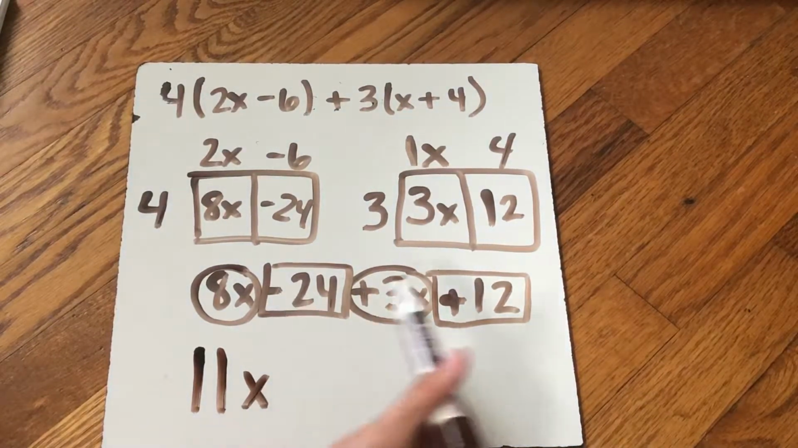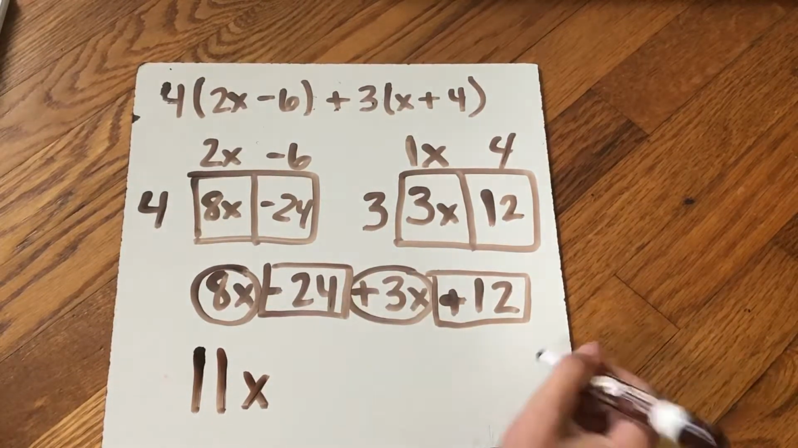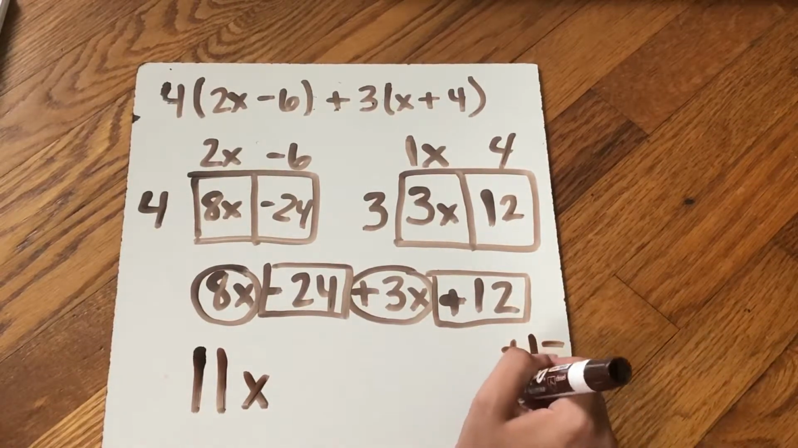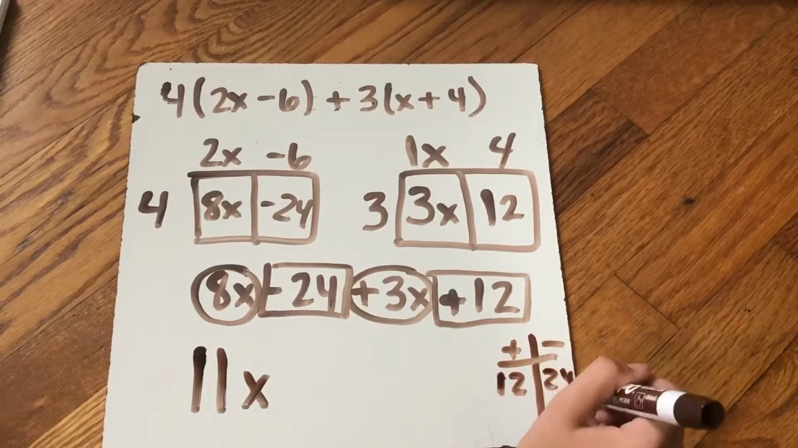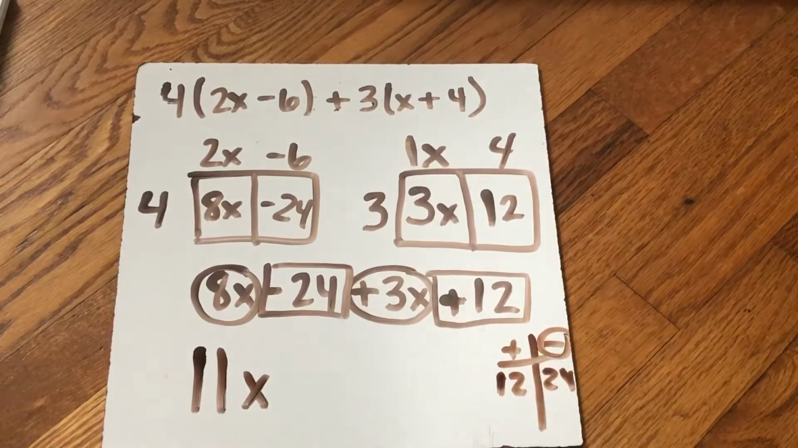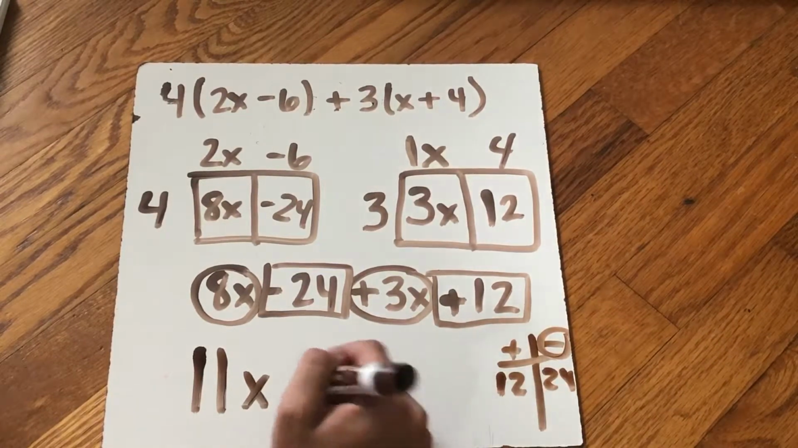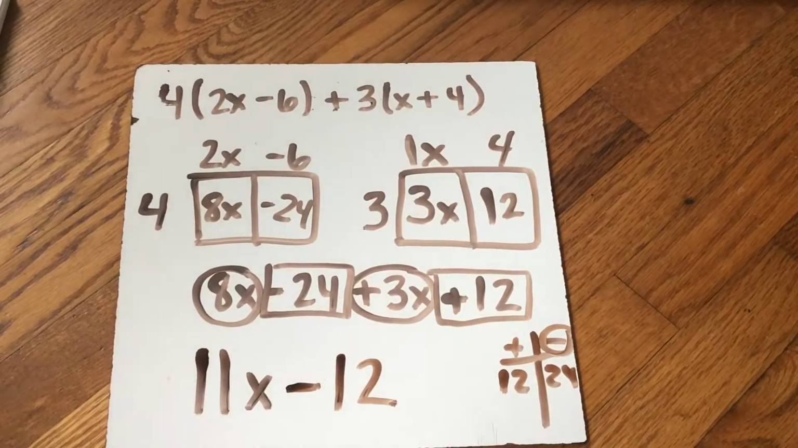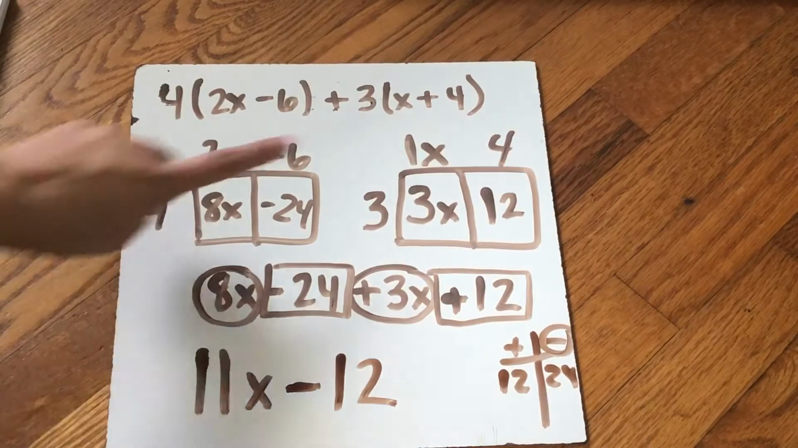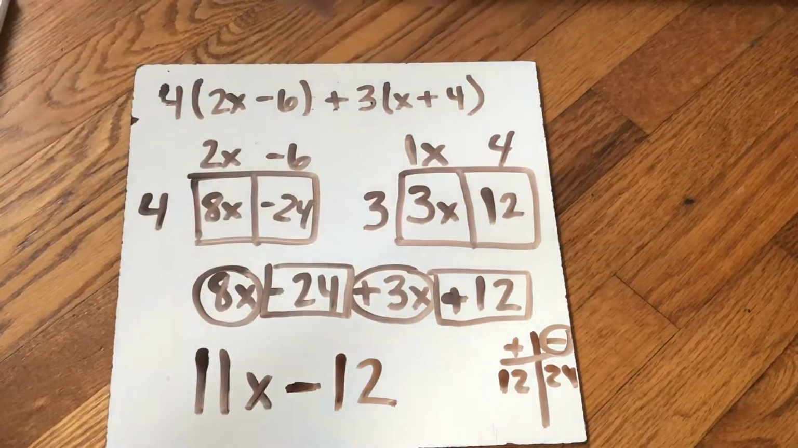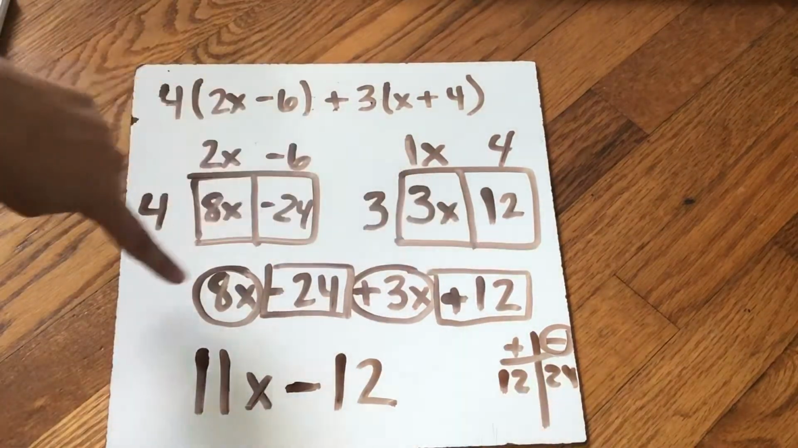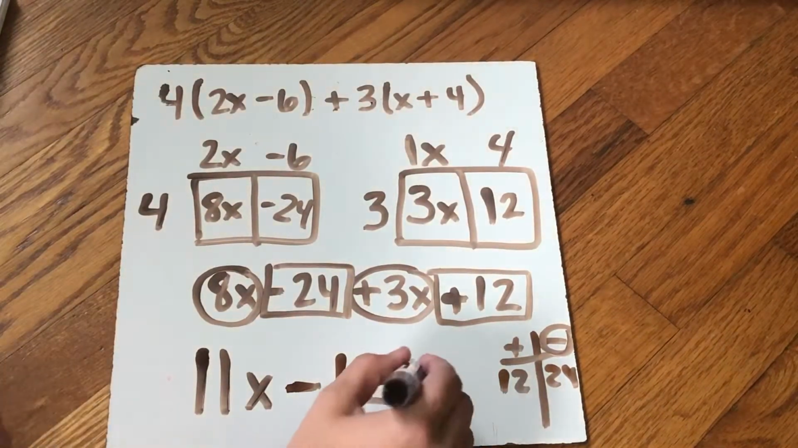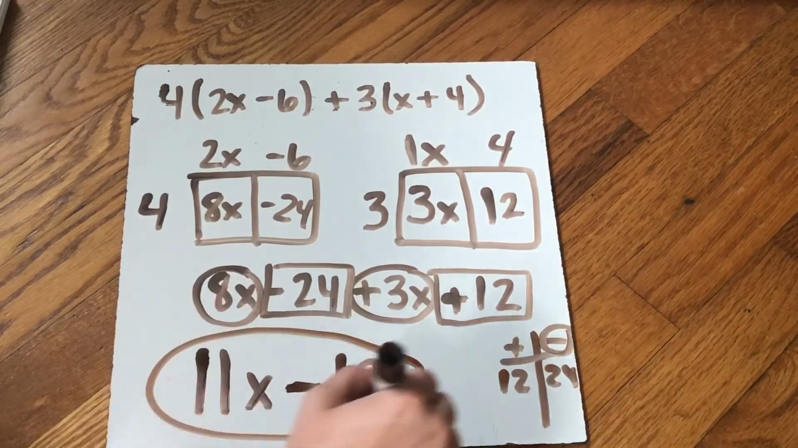Now let's look at my -24 and my 12. If I wanted to do a t-chart for that, I could. I have a +12 and a -24. My negative team wins by 12 points. So it's -12. So my final answer, after distributing each of my parentheses, writing out the new answer that was inside my boxes, and then combining like terms, is 11x minus 12. That's my final answer.